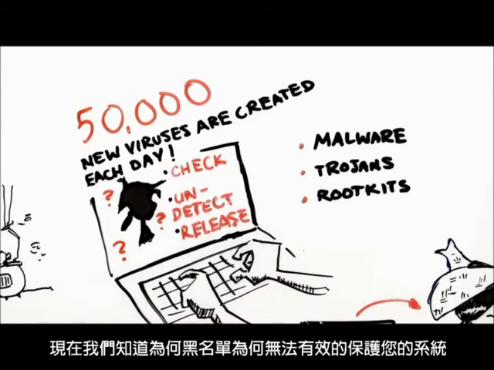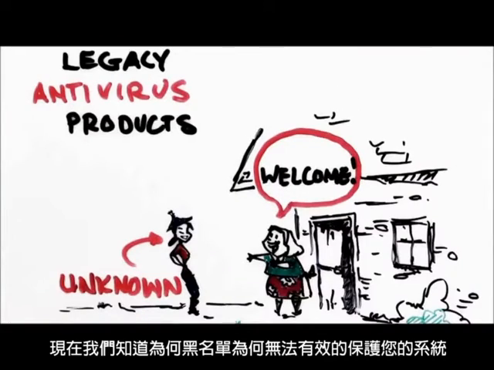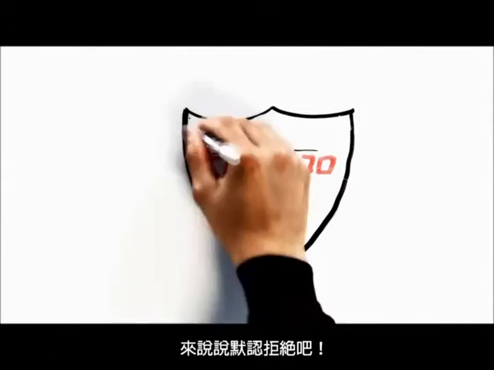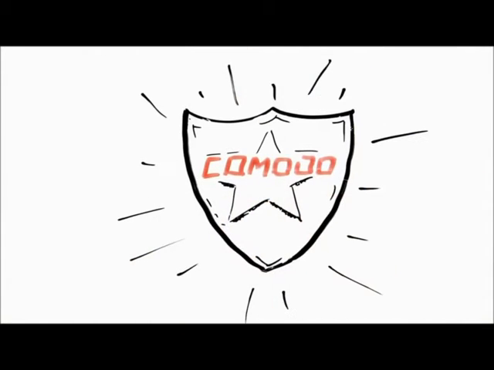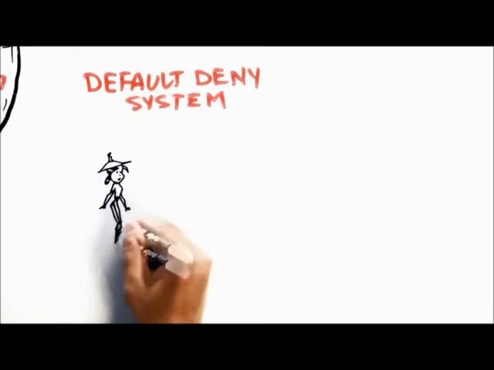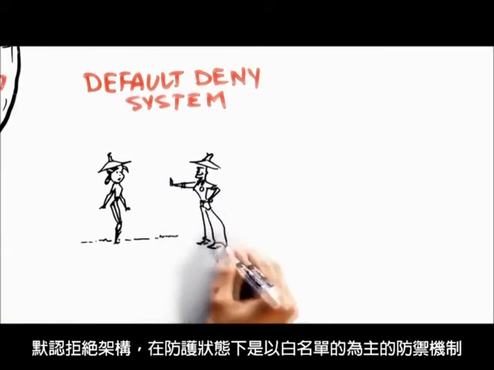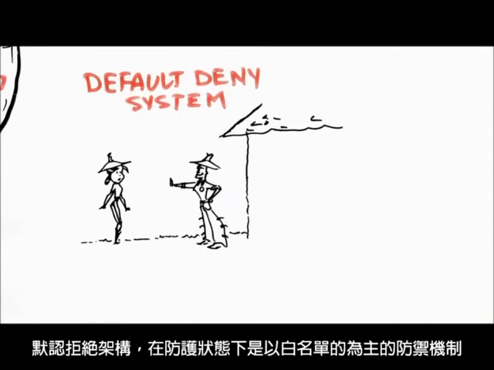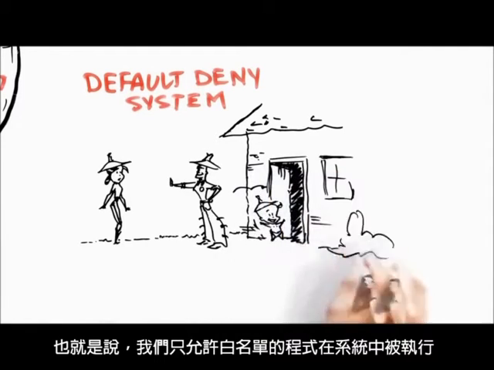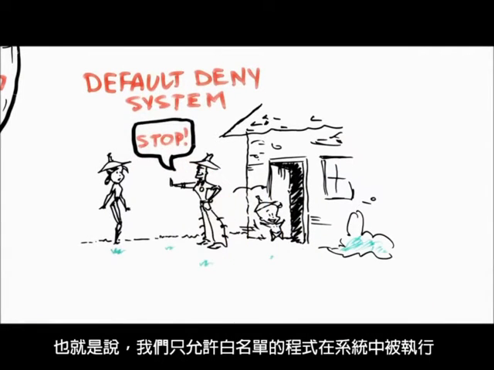Now that we know the problem with a default allow system is that the unknown application will be allowed in, let's talk about the default deny system. What is a default deny system and how does Comodo's default deny system with automatic sandboxing work? Now, in a default deny system, instead of allowing everything that is not in the blacklist, you only allow what is in the whitelist. It's totally the other way around.